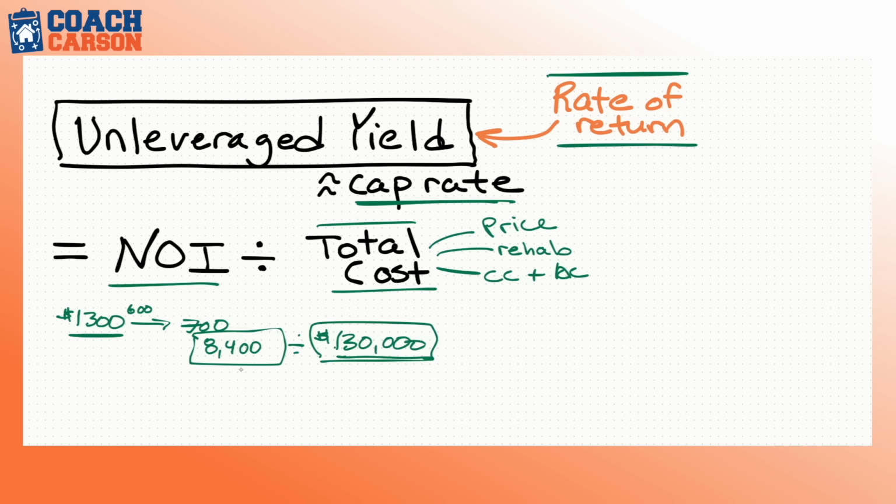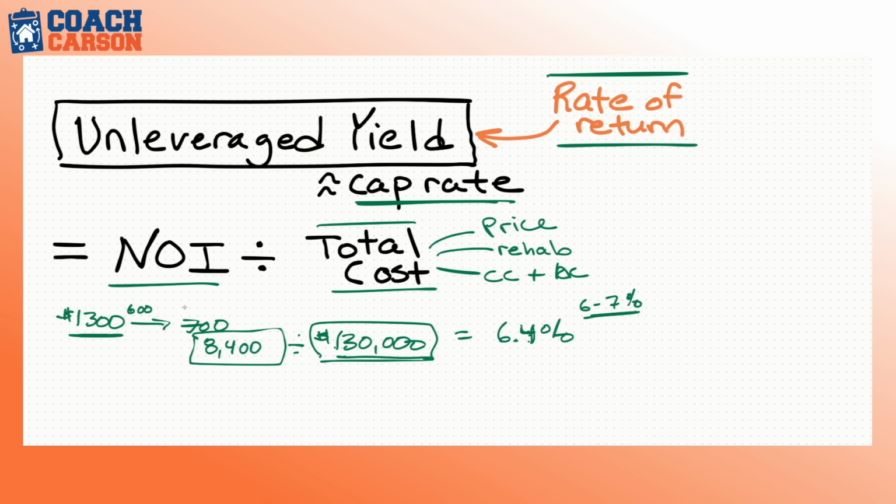So in this case, $8,400 divided by $130,000 equals 6.4%. So I have found that typically deals that meet the 1% rule, it's going to depend on what their actual expenses are, usually anywhere from 6 to 7% unleveraged yield. That's the equivalent number for a 1% rule. But then you also look at other deals.